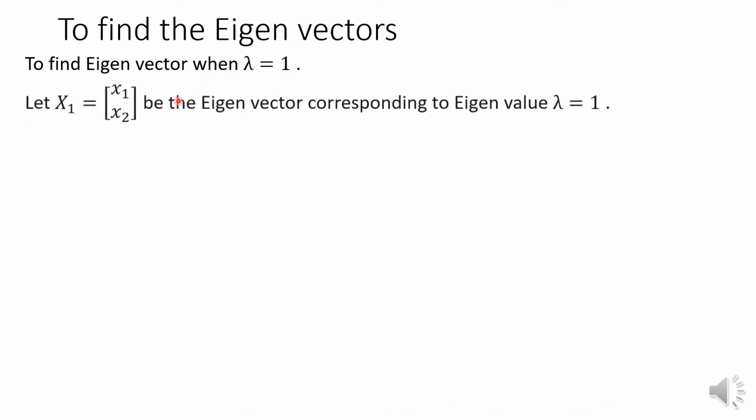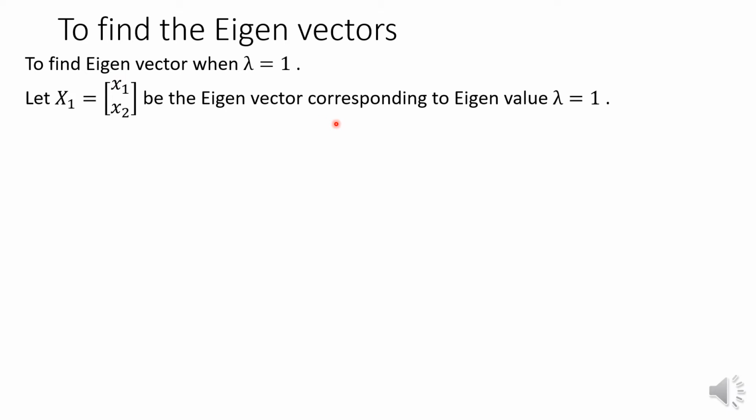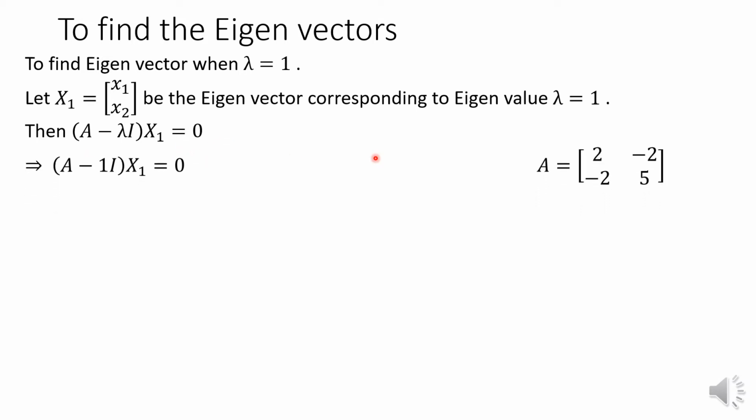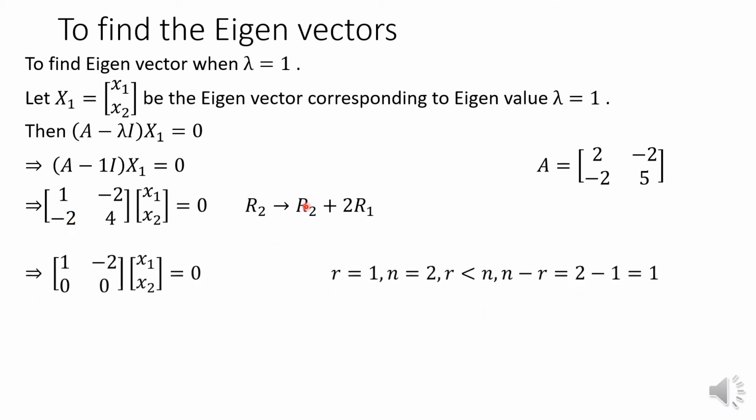You take capital X1 is equal to [x1, x2] be the eigenvector corresponding to the eigenvalue lambda is equal to 1. So write down this equation: (A minus lambda I) X1 is equal to 0. So the matrix A is [2 -2; -2 5]. So A minus lambda means 1 here, so A minus 1I we get. So subtract 1 from the diagonal elements, so you will get A minus 1I as 1 and 4 in the diagonal elements, remaining elements same, into [x1, x2] is equal to 0. I have to make this element 0, therefore this is the row operation I am doing. So with that this matrix reduces to [1 -2; 0 0] [x1, x2] is equal to 0.